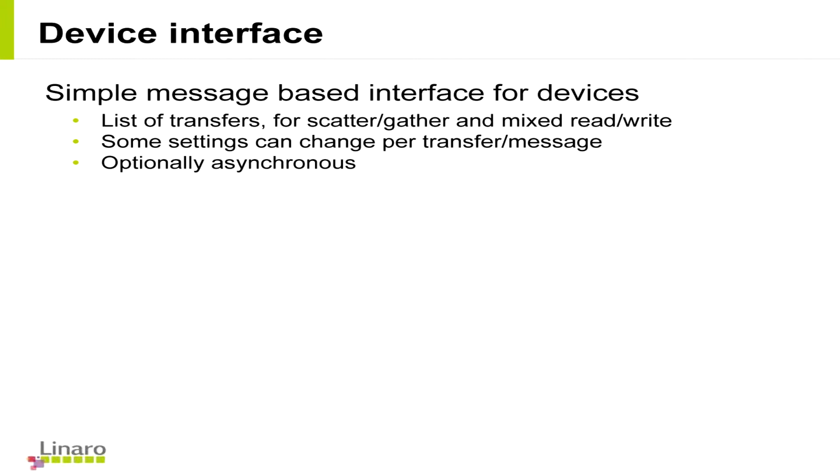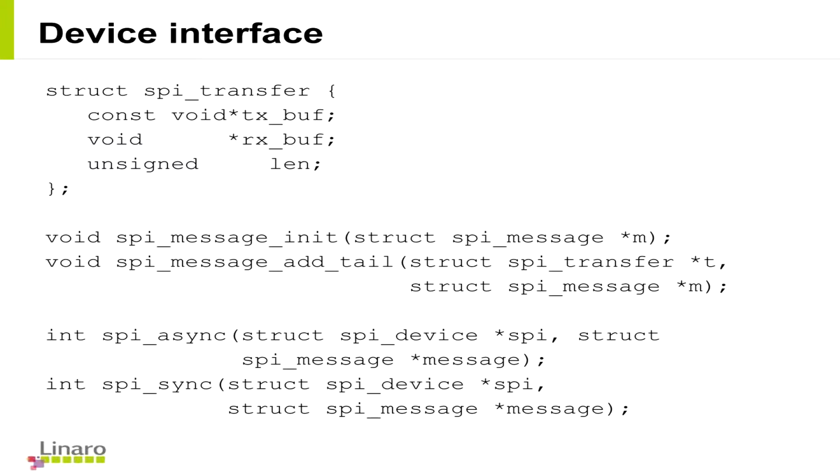So in code terms, this is fairly straightforward. You have the transfer, which has a transmit buffer and receive buffer. There's a length specifying how long the transfer is. So you create your transfers, you initialize a SPI message, you add the transfer onto the end of the message, and then you call either spi_async, which is the asynchronous interface. It will request that the transfer is started, but then return immediately. You can set a callback in the SPI message to say when it's complete, or you can call spi_sync, which will provide a default callback and then wait until the transfer is complete.